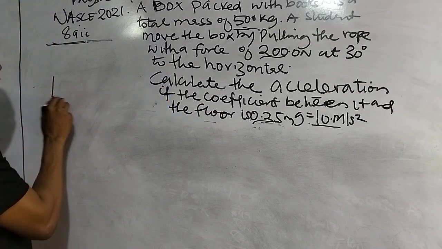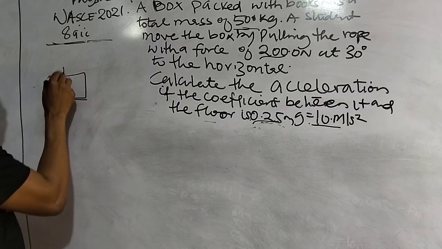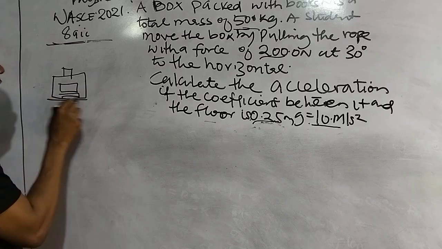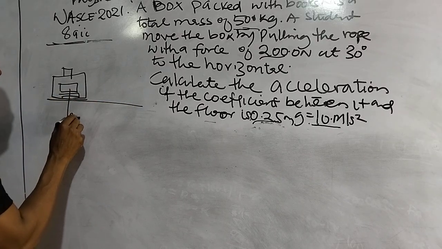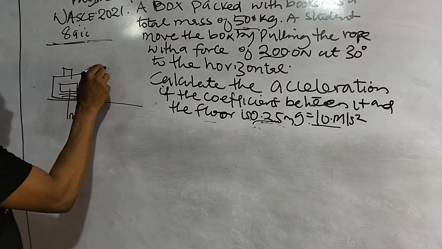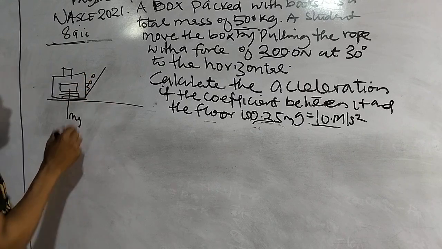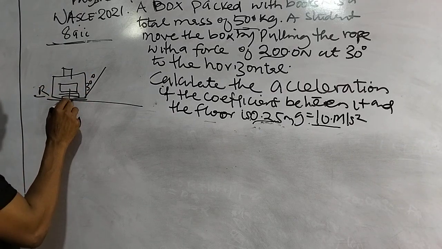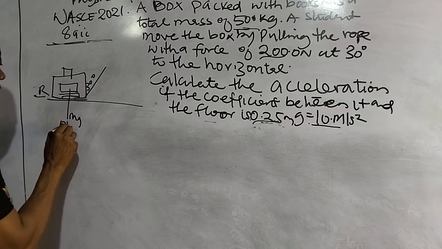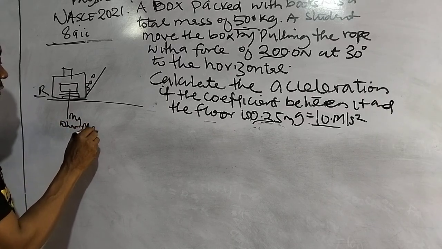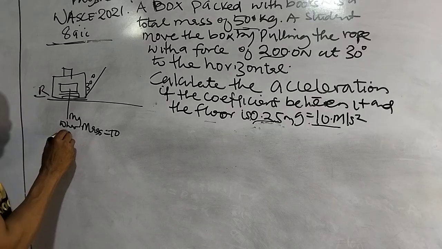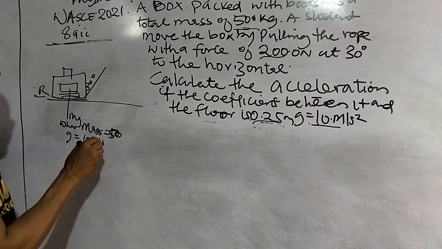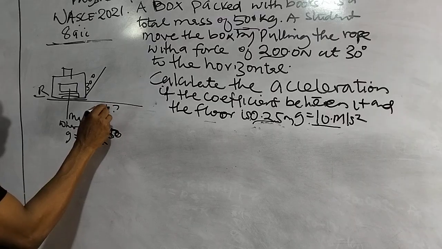Let's do it like this. This is the box and these are the books inside, in the horizontal plane. This is the mass, and it is taking the angle of 30 degrees. Then we have here the reaction, and this is the pull. Mass is 50, g is 10 meters per second squared. This is a, which is what you are asked to calculate.